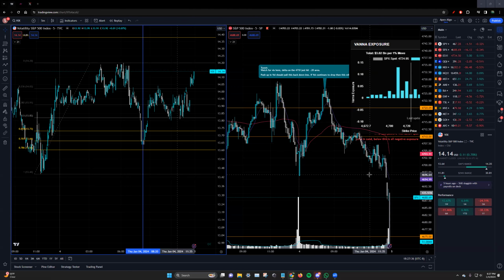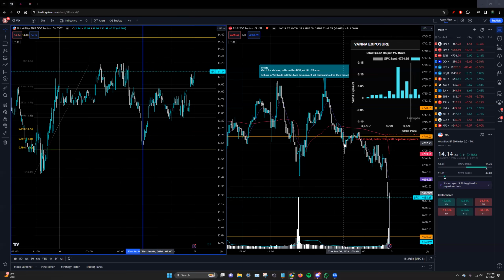Exactly. So vol went back up, and as you can tell with VIX, vol skyrocketed, right? And market pulled right down with it. Right here, market pulled down with it. So that's the telltale sign. Then we got to the 47.10 positive exposure, and everything else below it is negative.